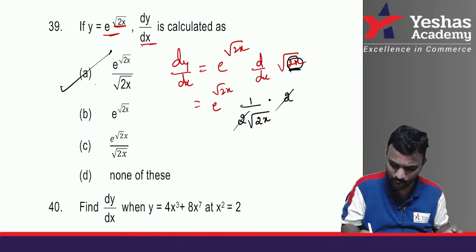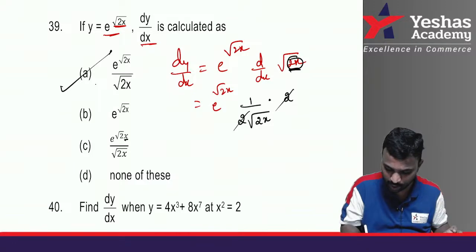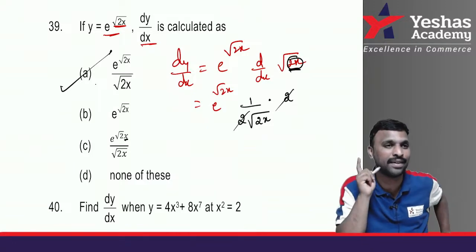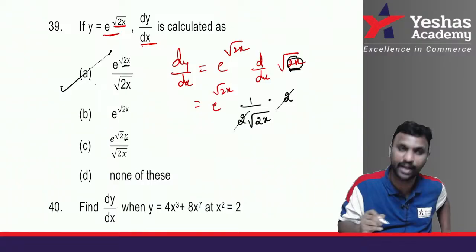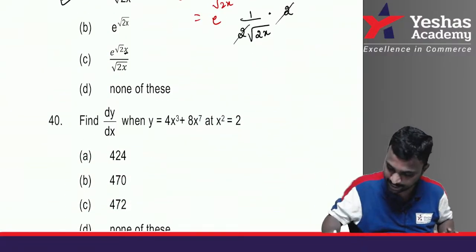So there's a difference between option A and option C. You can see option C, x is not under the root, so x should actually be under the root. Option A is the right answer.